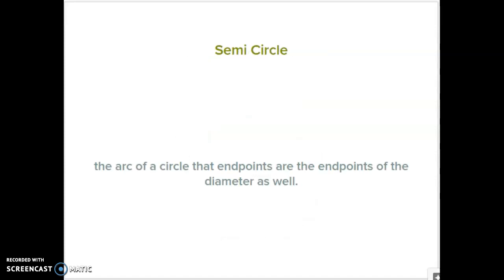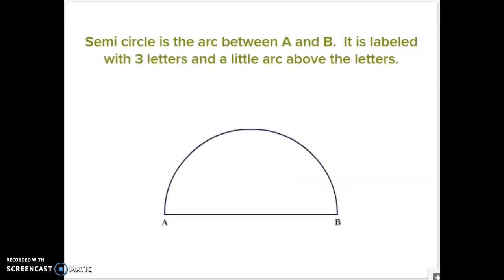All right, semicircles. Semicircles are arcs of the circle where the endpoints are the endpoints of the diameter as well. A lot of people think of a semicircle as a shape, but we're talking about the arc involved. So here in our picture, this would be the arc we're talking about, between A and B.